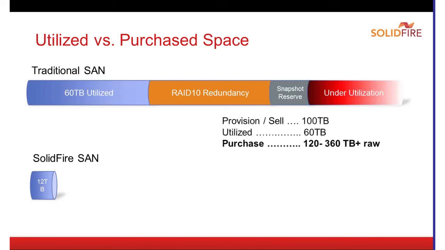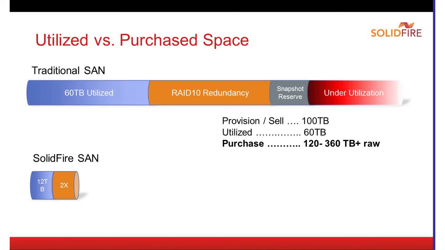But at the end of the day, for that 100 terabytes that we've gone out and provisioned and sold, we could be purchasing anywhere from 120 to 360 terabytes or more of raw capacity. With the SolidFire system, we're obviously starting with a much smaller amount of storage that we're utilizing. We, of course, have overhead from our redundancy mechanisms, which we're not going to be able to get to in this presentation today, but we have some great technologies called SolidFire Helix that can protect data while having a very minimal impact on performance, even in failure conditions, which is extremely important for a service provider. So we take the overhead from our redundancy mechanism.